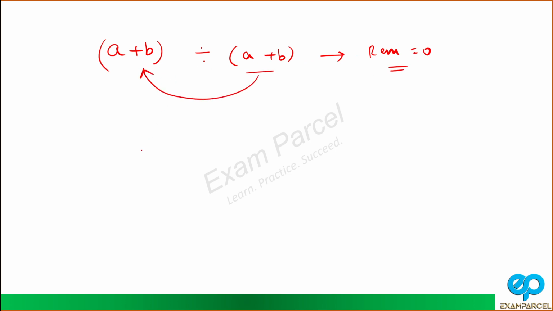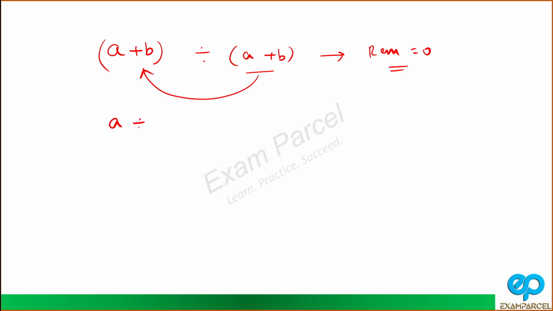Okay, so let's start the concept. Let's say we have a plus b. If I divide this by a plus b, then what would be my remainder? Basically this remainder will be zero, right? Why? Because this completely divides this part.